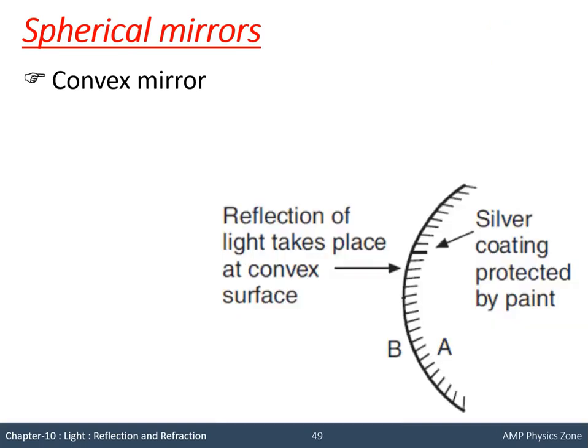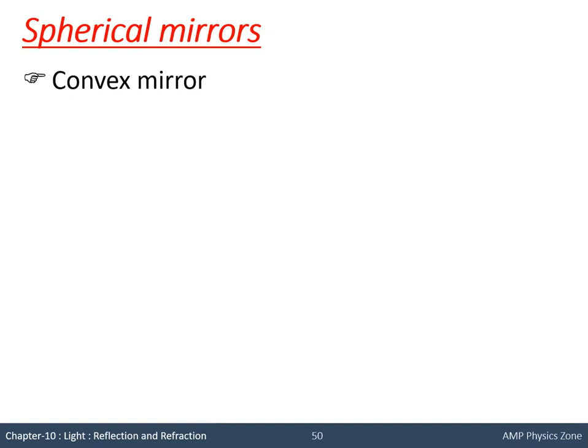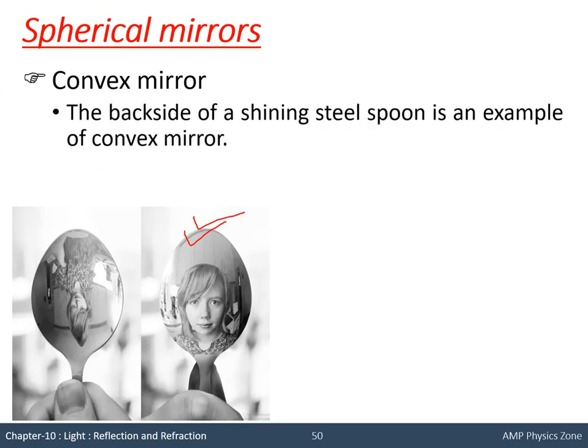Now the convex mirror. Instead of coating silver on the outer surface, if silver is coated on the inward surface, then it will become a convex mirror. So a convex mirror is a spherical mirror in which the reflection of light takes place at the convex surface, that is the bulging out surface or curved outward surface. So in this case, this is an example of a convex mirror. The backside of a shining steel spoon is an example of a convex mirror.